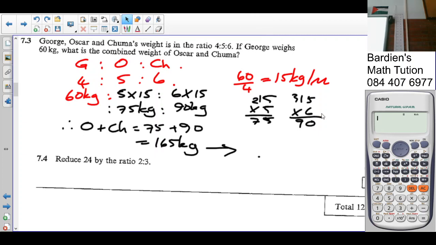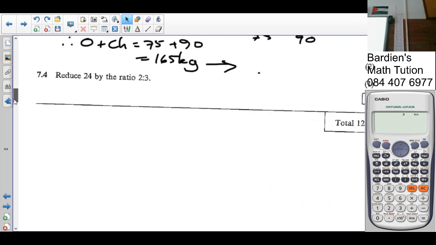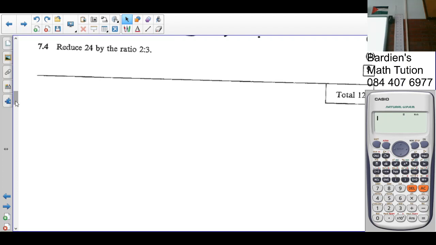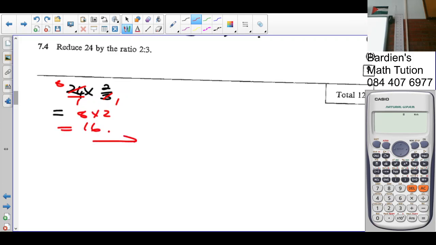Okay. And the last question is vraag 7.4. It says reduce 24 by the ratio 2:3. If it says reduce, use the smaller number over the bigger number; if it says increase or enlarge, use the bigger number over the smaller number. So in other words, we have 24 multiplied by the smaller number, which is 2/3. So it's over 1, 3 going into 3 once, 3 going into 24, 8 times. And 8 times 2 of course is 16.